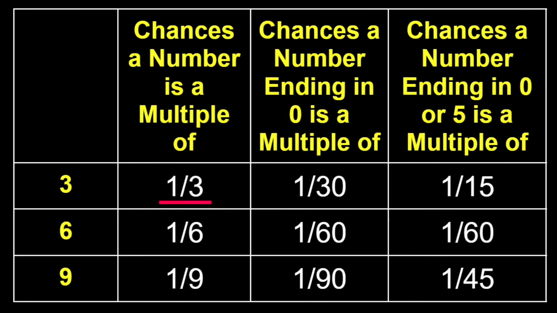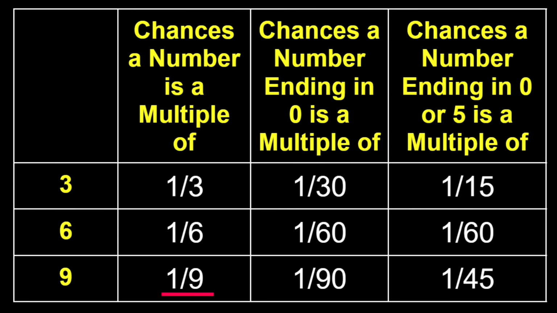Yes, multiples of 3 are 1 in 3, but multiples of 3 ending in a 0 are much less common and only 1 in 30, and multiples of 3 ending in 0 or 5 become 1 in 15. Although multiples of 6 are common too, 1 in 6, multiples of 6 ending in 0 are 1 in 60, and since multiples of 6 cannot end in a 5 due to them all being even numbers, multiples of 6 ending in a 0 or 5 remain 1 in 60.